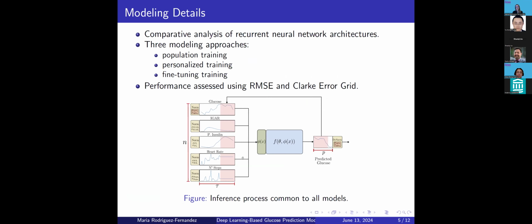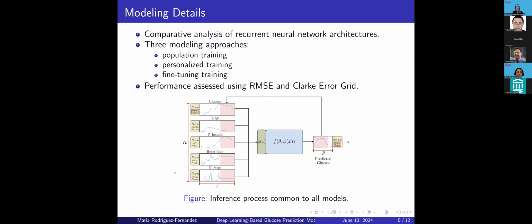So we trained different models, and we also tried different approaches. For our approaches, we considered population training. What we did for that is taking the 20 patients all together, all the data together, and build a model with this data that could be used for any additional individual. Even this population training had two populations. So we did train separately diabetic patients and healthy subjects.